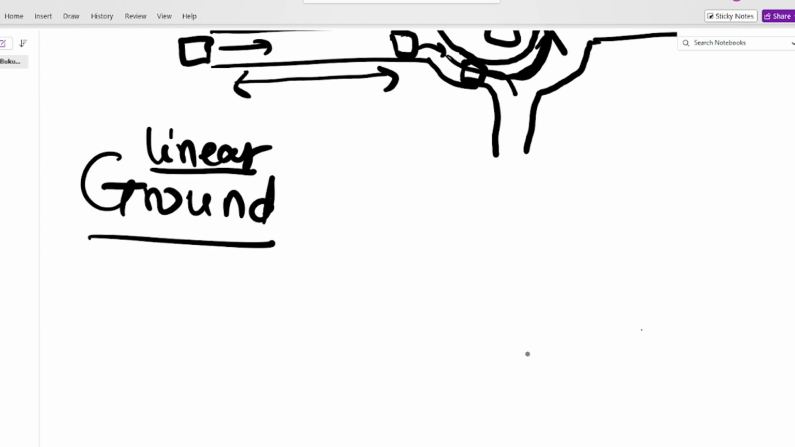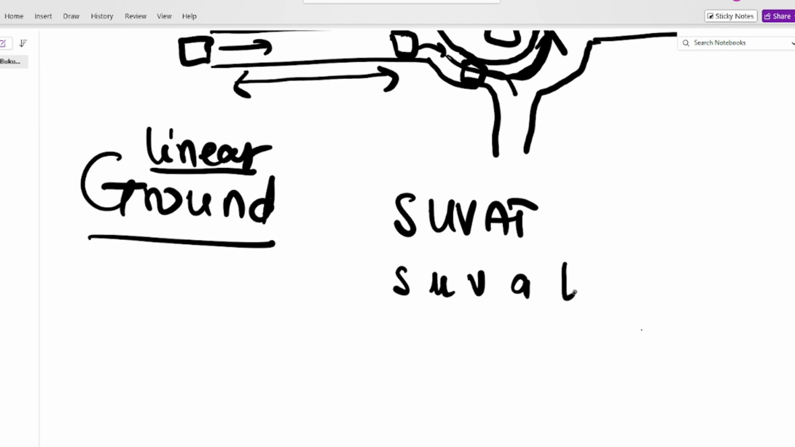Okay. So how do we use the SUVAT? There are going to be some equations using the SUVAT. In the SUVAT, we are going to use small s, small u, v, small a, and t. That's what counts in the SUVAT. s for distance, u for initial velocity, v for final velocity, a for acceleration, and t for time.